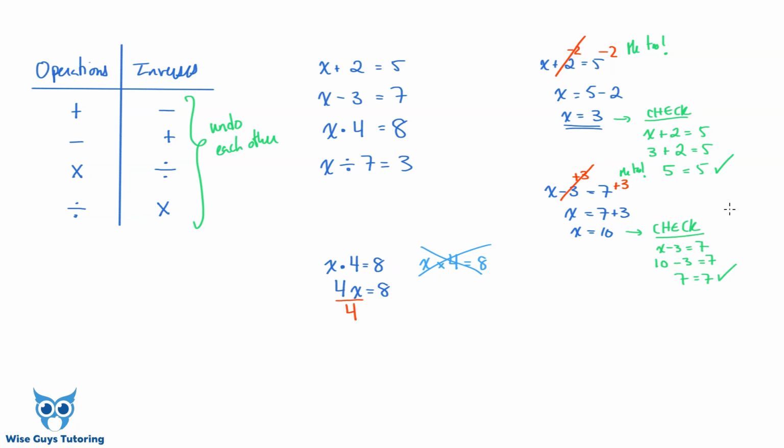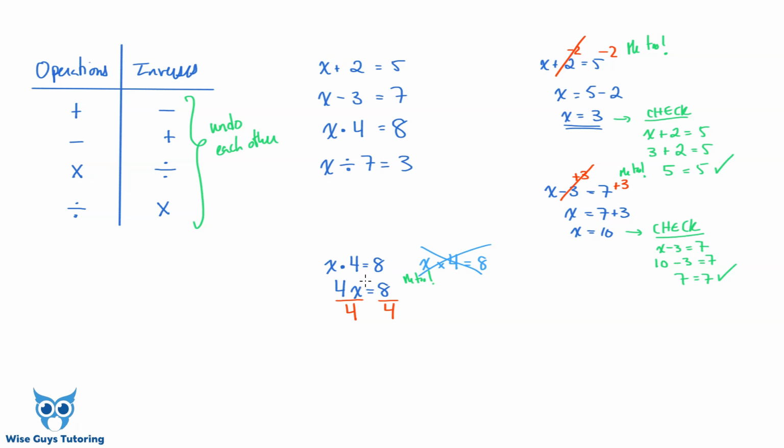Now, right side says, you guessed it, me too, like a jealous little brother. And by the way, I apologize to any little brothers out there. I'm not saying all of you guys are jealous. I'm just saying in math, that guy is jealous, okay? So he wants the same thing. He wants it divided by 4.